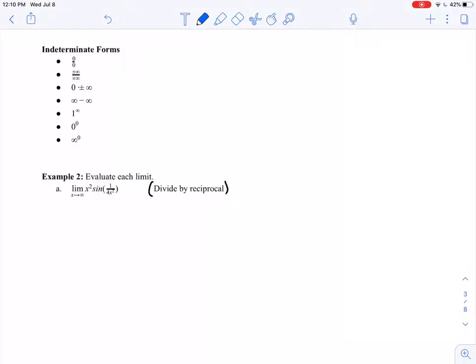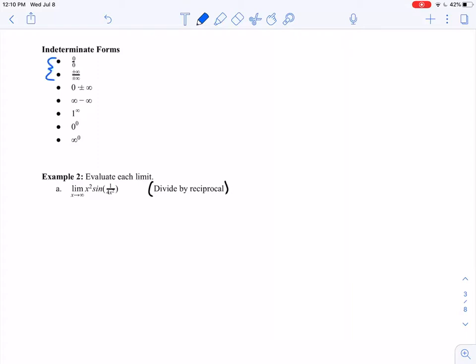We've talked about indeterminate forms that look like 0 over 0 and infinity over infinity, but these are not the only indeterminate forms that we have. If we have something like 0 times infinity, we can't necessarily assume that that's going to be either 0 or infinity. Infinity minus infinity is another one that we just don't really know what that looks like. These other three right here are also indeterminate forms: 1 to the infinity power, 0 to the 0 power, and infinity to the 0 power. So these are all different indeterminate forms.